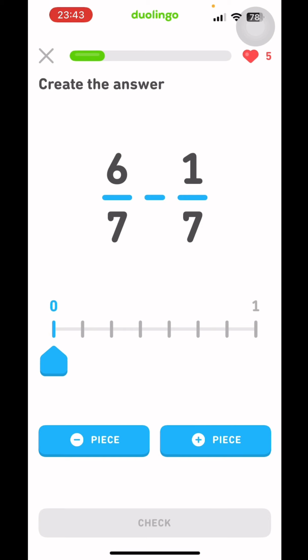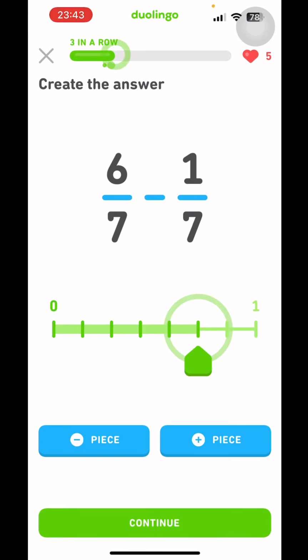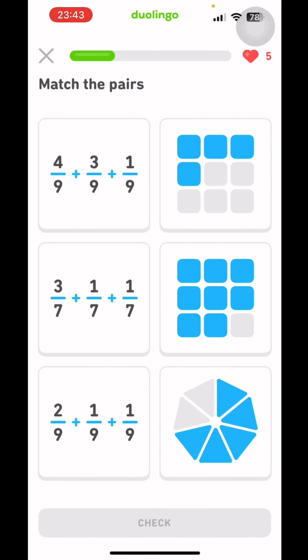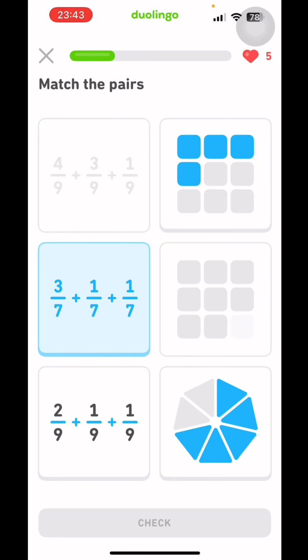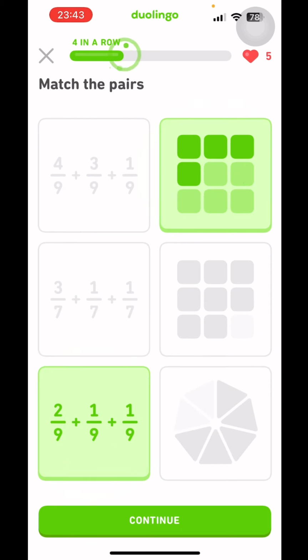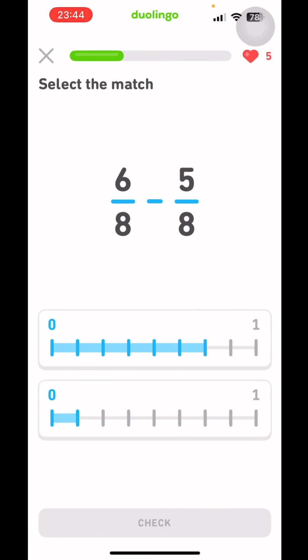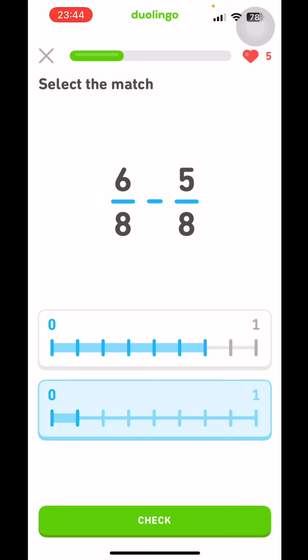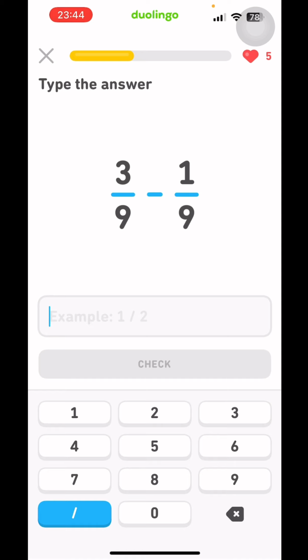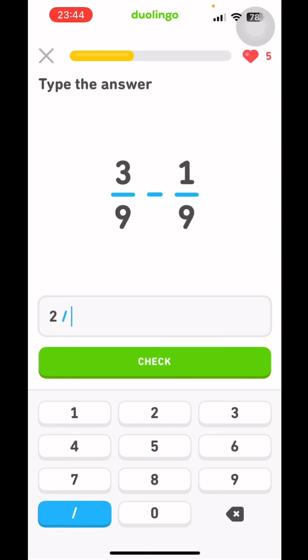6, 7, 1, 2, 3, 4, 5. Okay, 4, 5, 6, 7, 8, 8/9. 5/7. And then this is the remainder. 3, 8? Huh? Oh, 1, 8. Oopsie. 2/9.